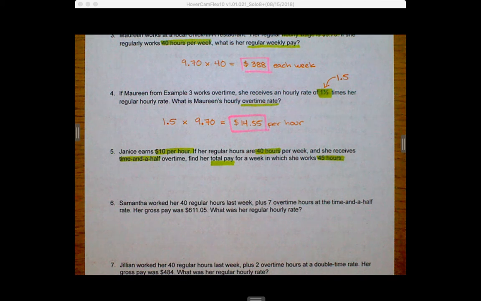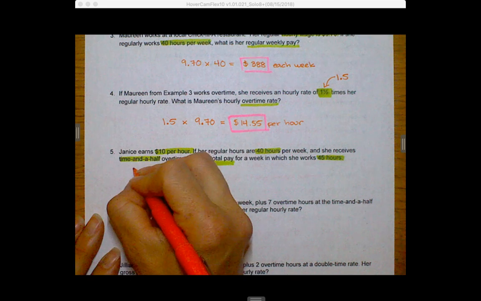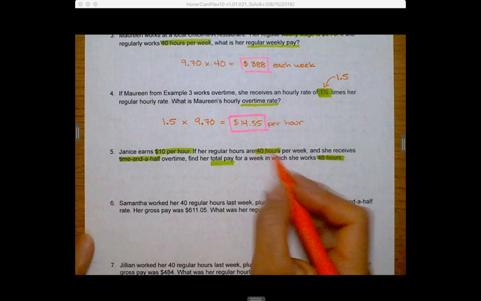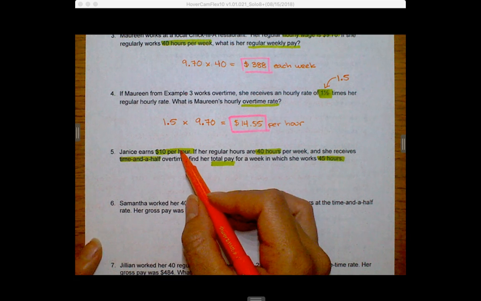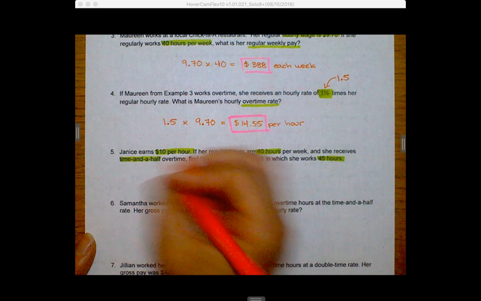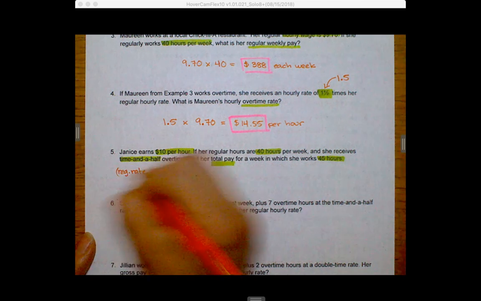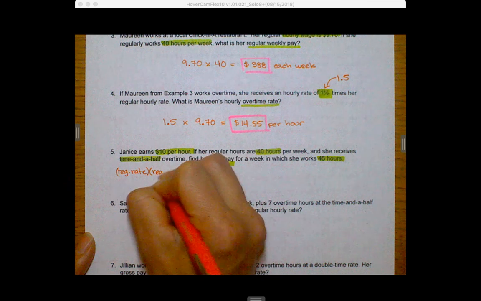Okay. All right. So this one, I'm going to try to help you guys out by giving you a general formula to follow. And this will be helpful in all the questions going forward. Okay. So I want you to write this down. The way we're going to solve this problem is we're going to take her regular hourly rate and multiply it by her number of regular hours. So we're going to do the regular rate times her regular hours.